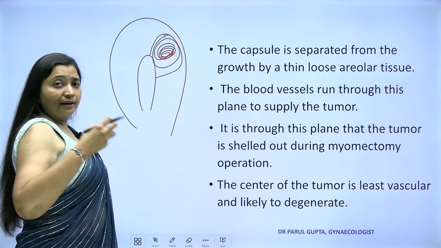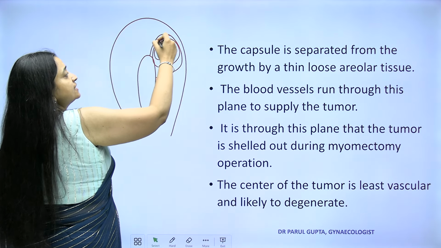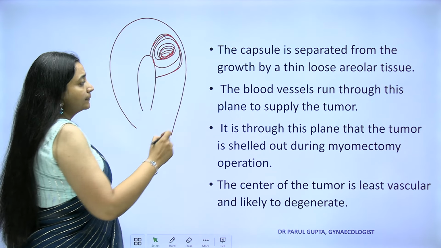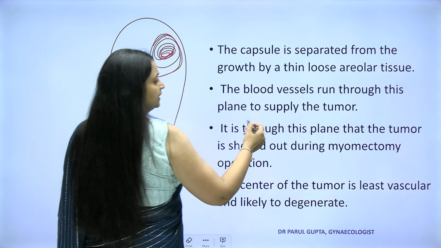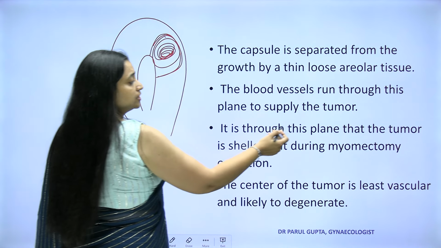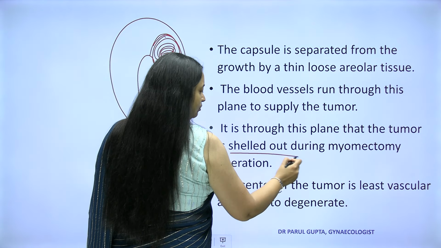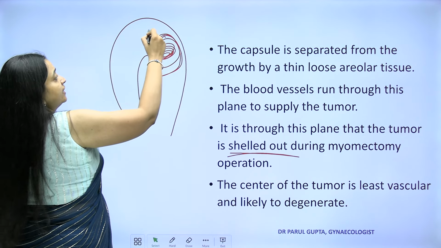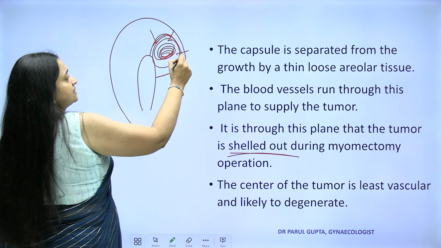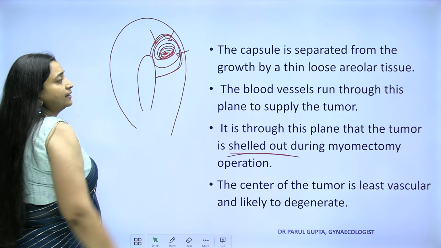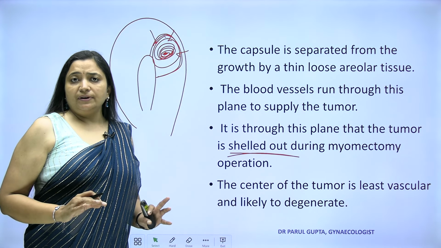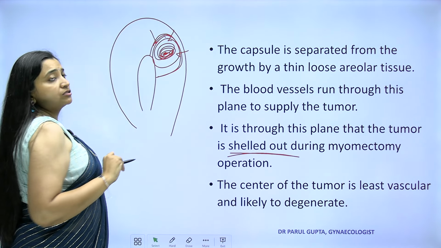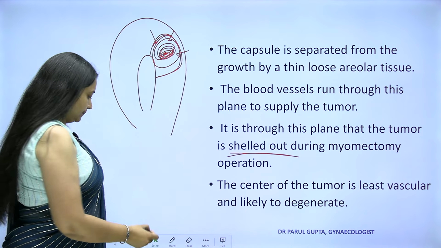It is through this plane that we go in the surgery of myomectomy. Myomectomy is a surgery of taking out a fibroid. So we have to dissect out this space, which gives rise to least bleeding. The blood vessels run through this plane to supply the tumor. It is through this plane that the tumor is shelled out during the myomectomy surgery. The blood vessels generally come from this place, so the center of the fibroid gets the least blood supply and the maximum degeneration and changes occur over here because of the least blood supply.